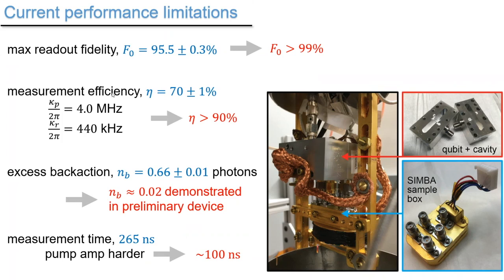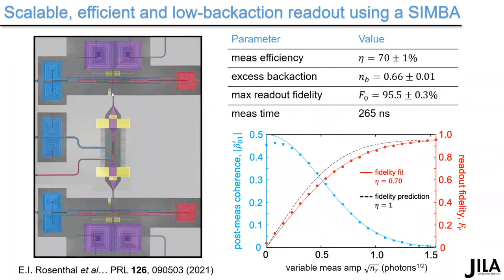So to summarize, we've engineered a chip-scale pulsed directional amplifier we named the SIMBA. We use this device to demonstrate a fast and high-fidelity projective measurement. And moreover, we find that readout using the SIMBA has both high efficiency and low back action. We therefore believe the SIMBA to be a promising choice for high performance and scalable qubit readout.